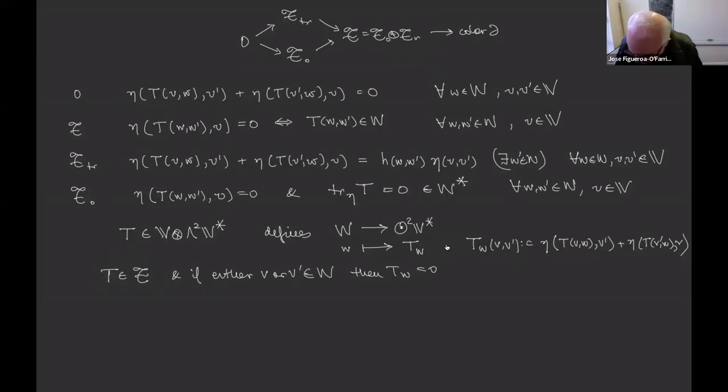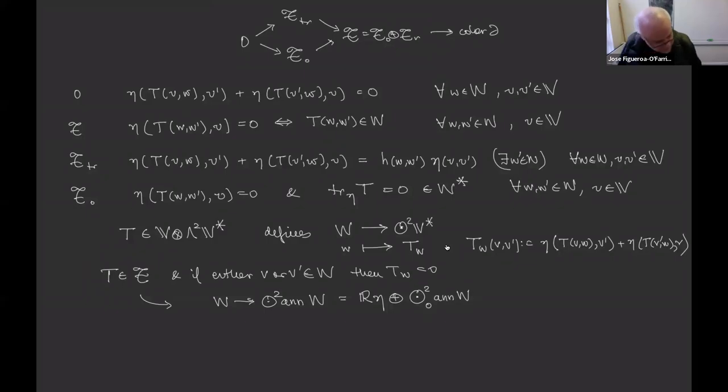So when T is in T, what you get is a map from W to the symmetric square of the annihilator of W. But we have a preferred element in the symmetric square of the annihilator of W, namely eta itself. So this breaks up into eta and what we could call the symmetric traceless part. So there's a complementary representation. And what is the trace? If you look at the component along eta, that's the eta trace of T. So it's really an element in W star.